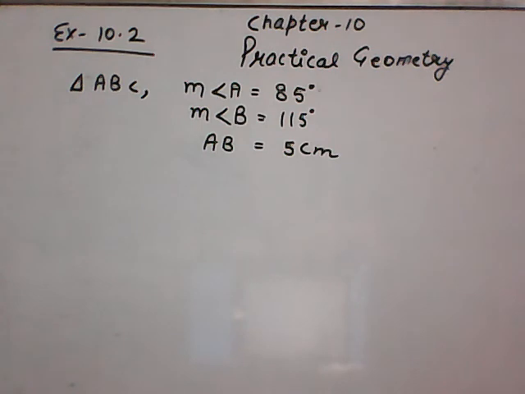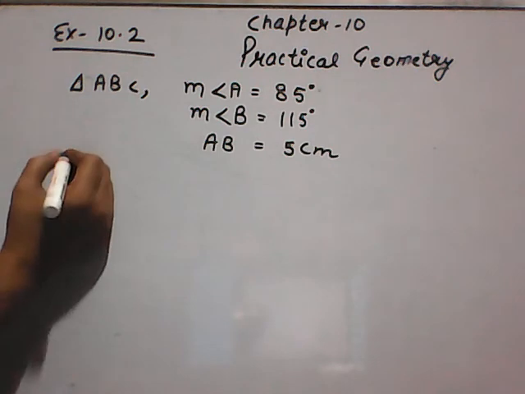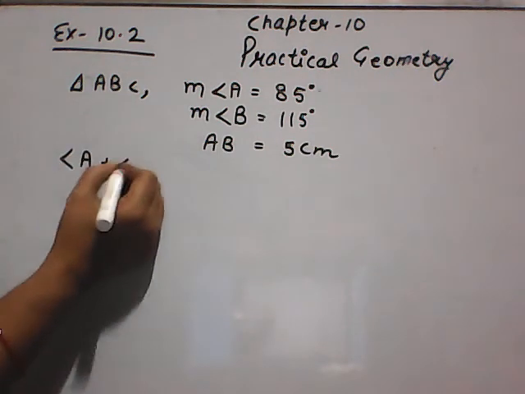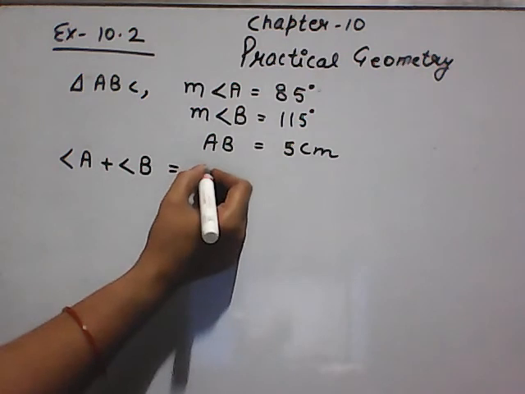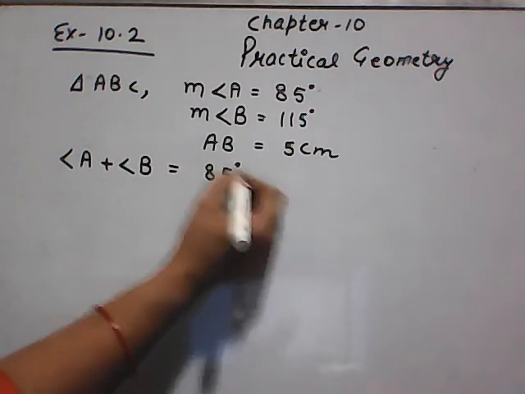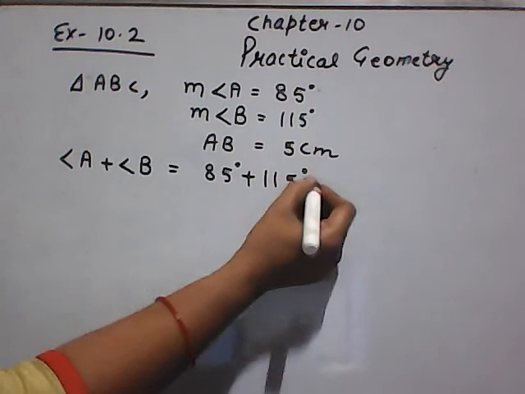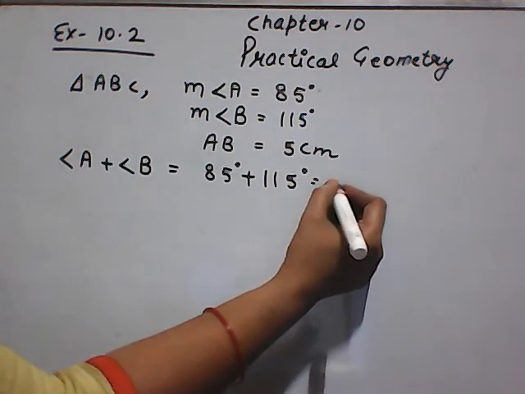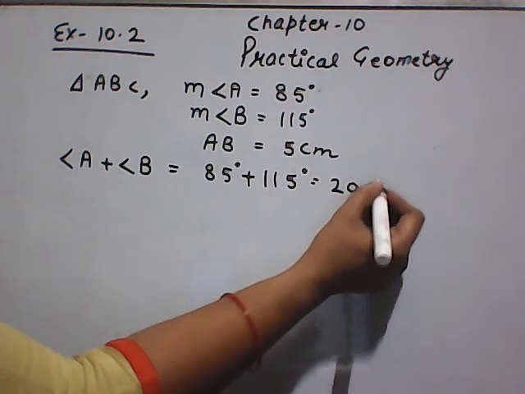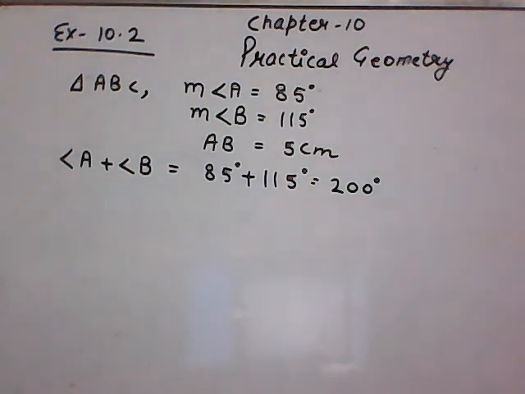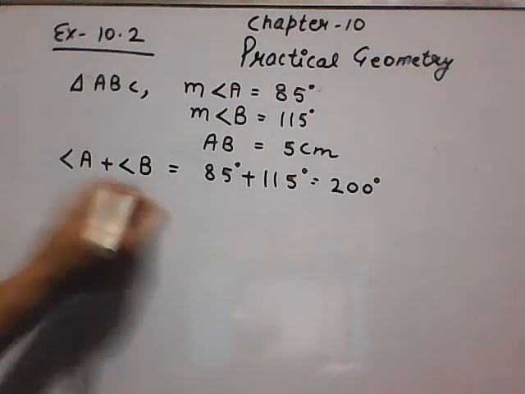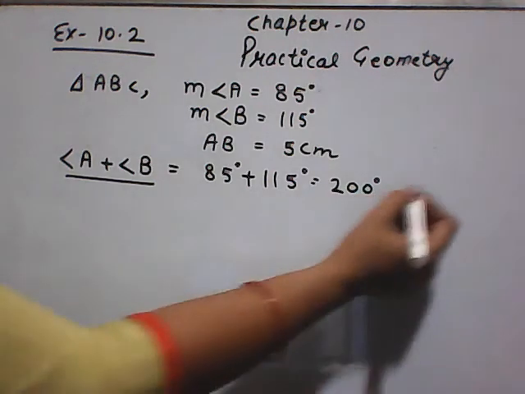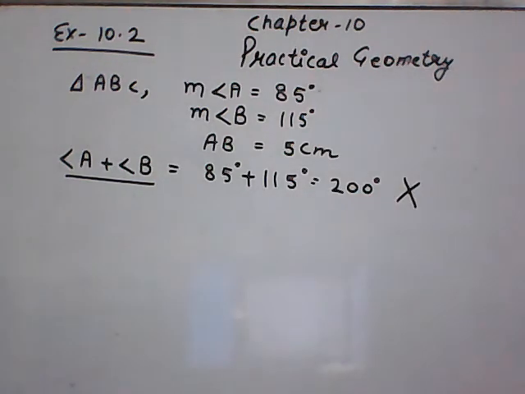Then you have to check, can we construct the triangle with these conditions or not? Here the sum of two angles, angle A plus angle B, is 85 degree plus 115 degree, which is equal to 200 degree. But we know that the sum of three angles of a triangle is 180 degree. So here the sum of two angles is 200 degree. It is not possible. So we cannot construct a triangle in this case.